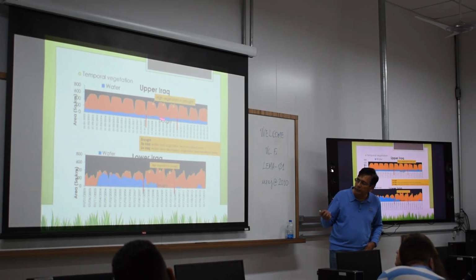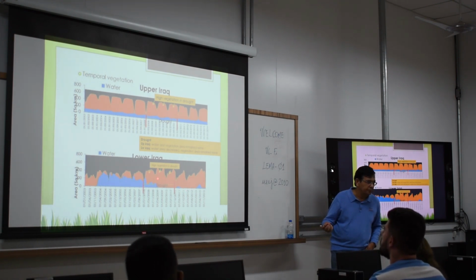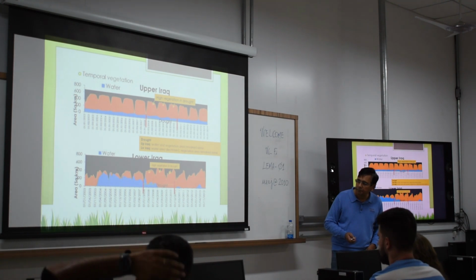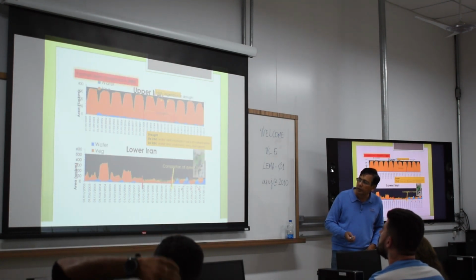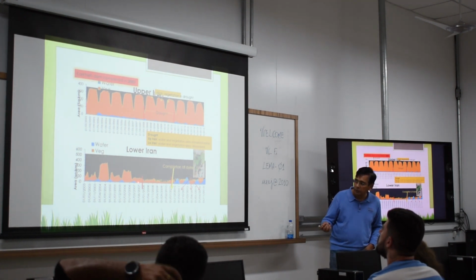And this period was an extremely dry period. Even after the dry period, you had some water in the upper Iraq. But if you look at the lower Iraq, this is completely gone. There is no water at all. And this is the upper Iran. Again, during the drought period, the water is very, very low, and the water is completely gone.